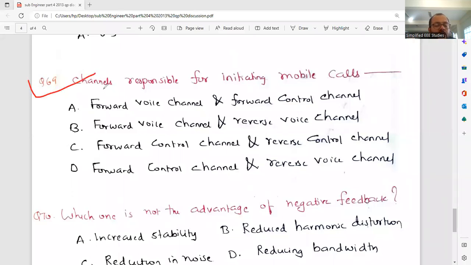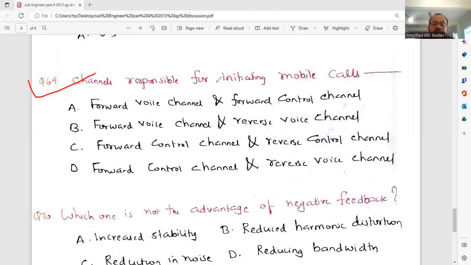Question number 69. It is related to mobile communication. Channels responsible for initiating mobile calls. So you need to understand the basics of mobile communication. Here you need to know about mobile station and base station. There is one base station and there are different mobile stations. There is a mutual communication between mobile stations and the base station. So obviously we can say that there is a forward control from the base station to the mobile station. Also, there is a communication from the mobile station to the base station.